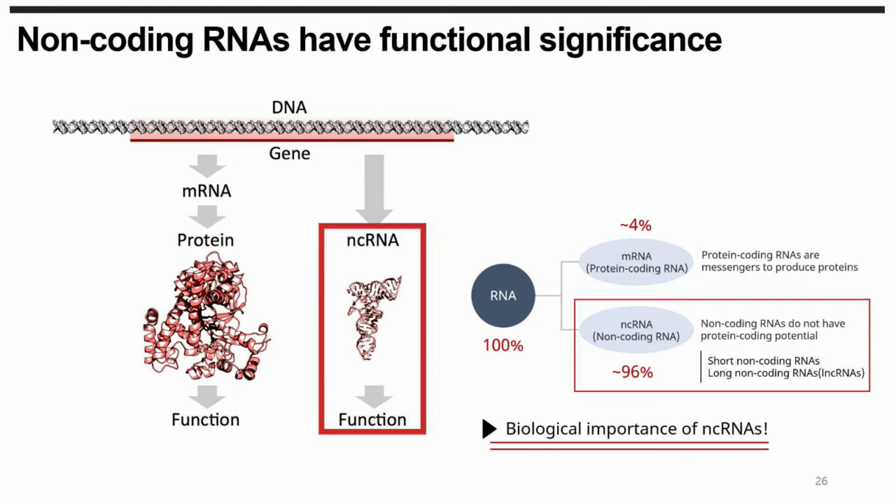And again, an interesting fact about non-coding RNAs: among the total number of RNA transcripts in our body, mRNA or protein coding RNA only accounts for 4%, and the remaining majority of 90% of RNA species are actually non-coding RNAs, which suggests the biological importance of non-coding RNAs.